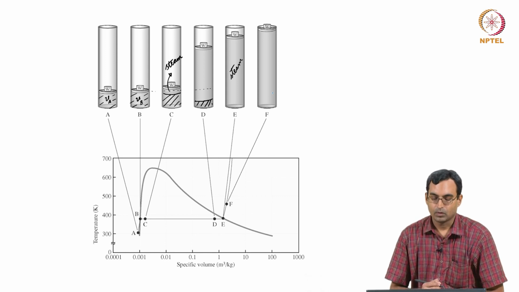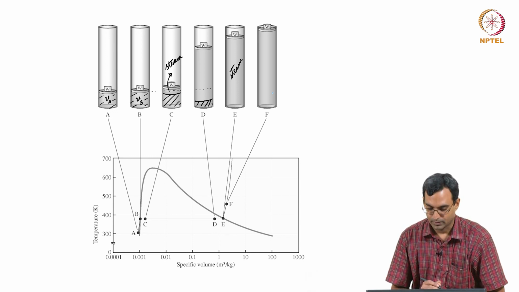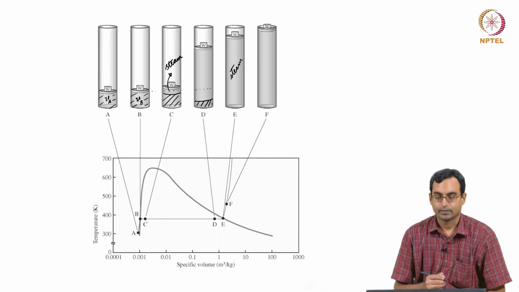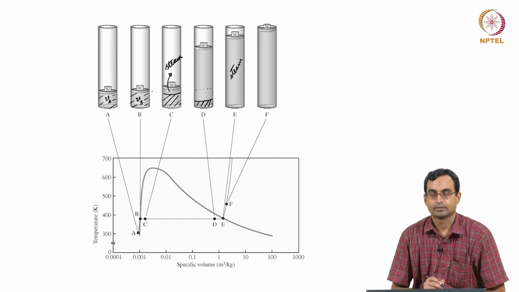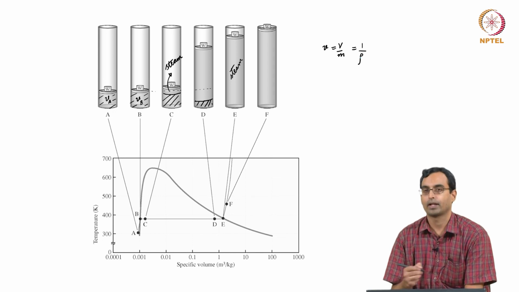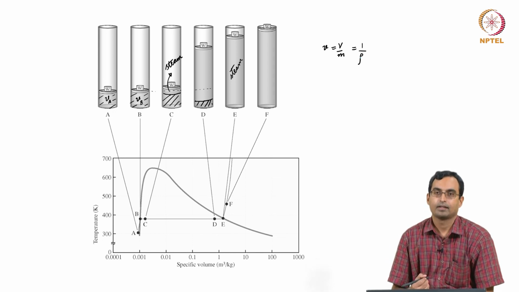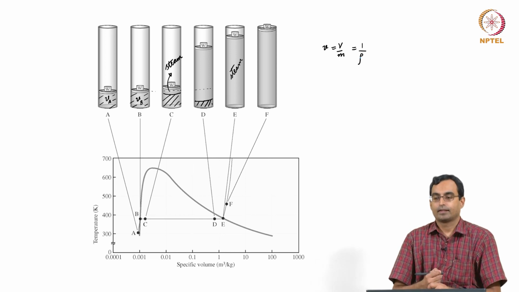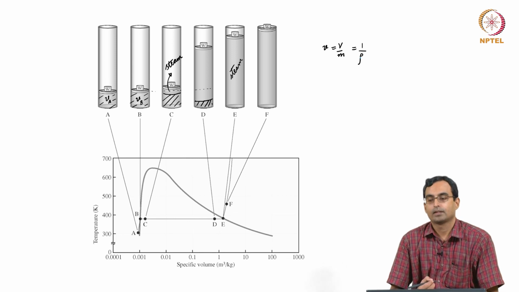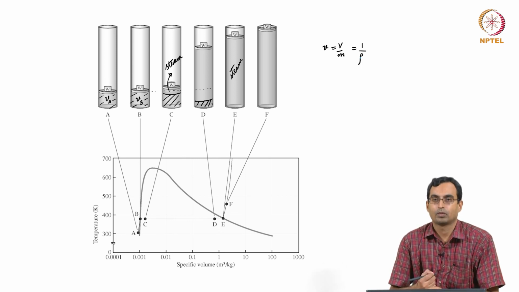I can now show this process on a TV diagram, temperature versus specific volume diagram. So, here the point A represents the state over here. It is completely liquid water, the temperature is low and the specific volume is low. The specific volume, as we know, is essentially V by M, which is essentially 1 by the density, 1 by rho. We know that at say close to 20 degrees centigrade, the density of water is roughly about 1000 kg per meter cube, which means the specific volume would be 1 by 1000 or 0.001 meter cube per kg.